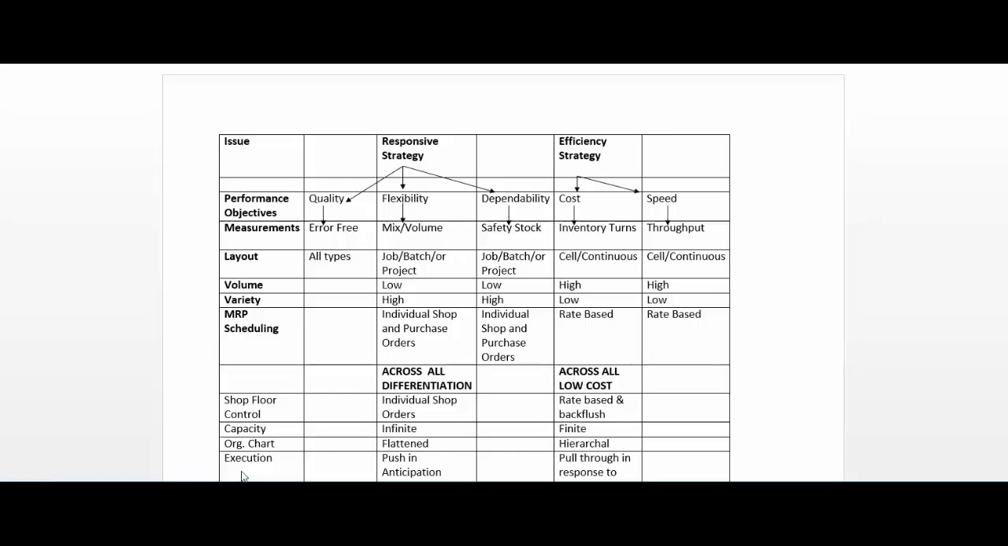From the standpoint of getting the work done, the execution, we tend to push in anticipation. In other words, because the variety of jobs is very high, we never know what we're going to get. So we get the job and then we have to push it through the factory, or we forecast what we think we're going to build and push the order out to the factory floor in anticipation of the customer order coming in. On the efficiency side, because we're making the same thing all the time in a continuous cell, we can have a two-bin, a Kanban, or a pull system. So we pull through production in response to actual orders that came in and pulled from finished goods. So it's kind of a push versus pull response here.